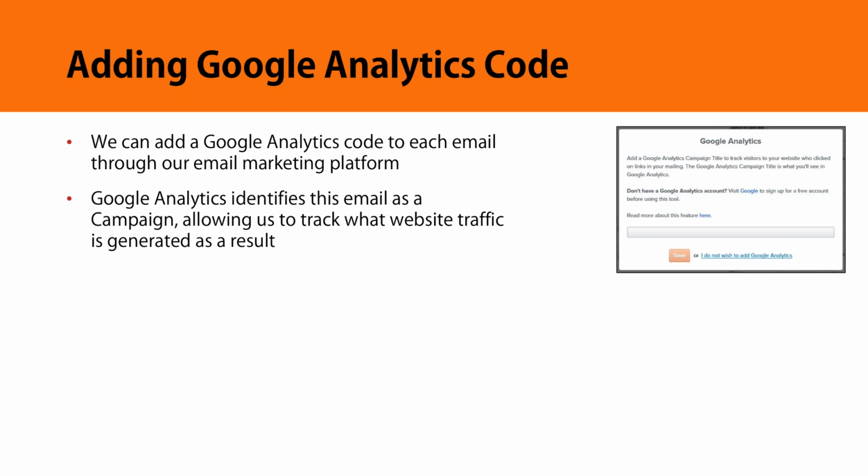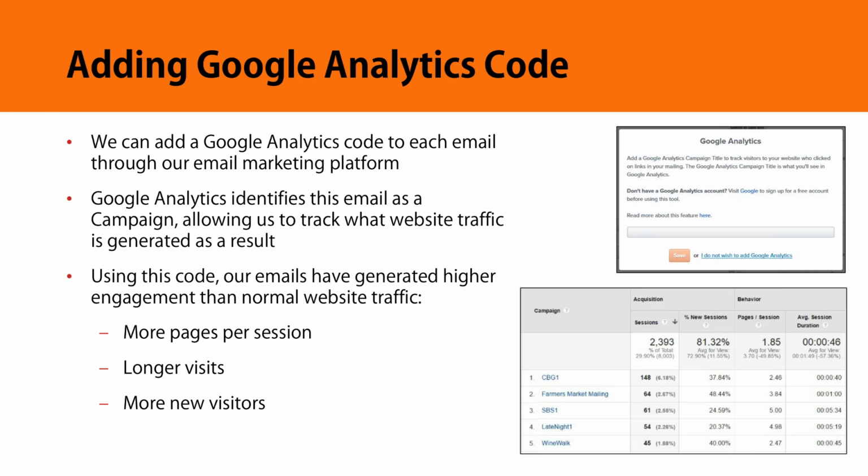What this code does is it allows Google Analytics to identify our email as a campaign, the same way it would an advertising campaign. And this gives us the ability to track what website traffic is generated as a result. So here's an example of what that looks like in a Google Analytics report. This is done for a different client, but it includes the campaigns in order of the sessions and the traffic they brought in, and you get to see the exact results that your email has put into place.